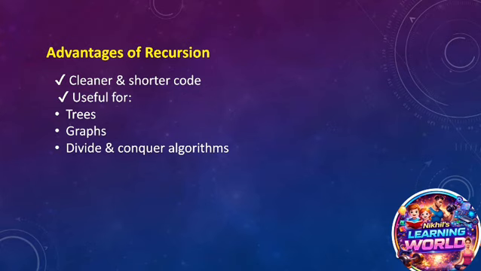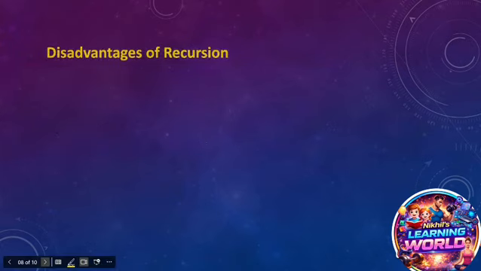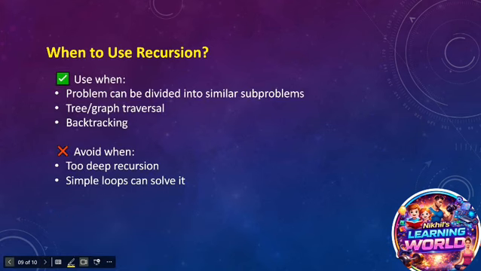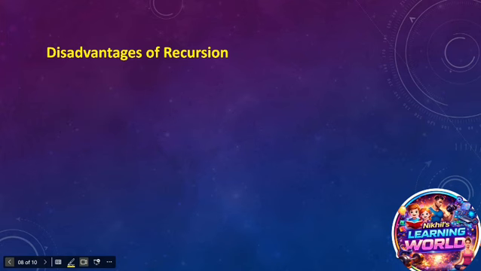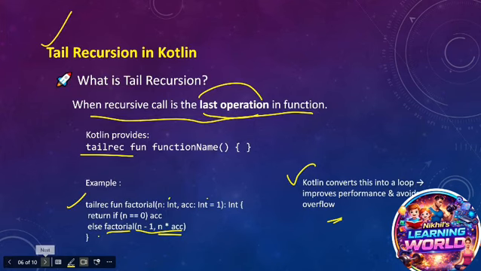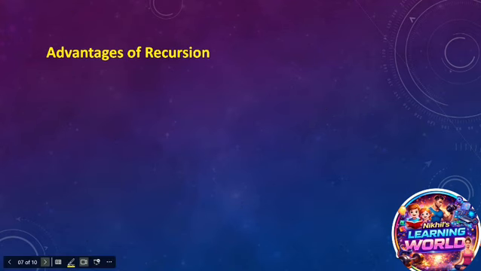Now Kotlin has a powerful feature called tail recursion. If there is a recursive call at the last step, we can use tailrec, which is a keyword. This allows Kotlin to convert recursion into a loop internally and makes it faster and safer.